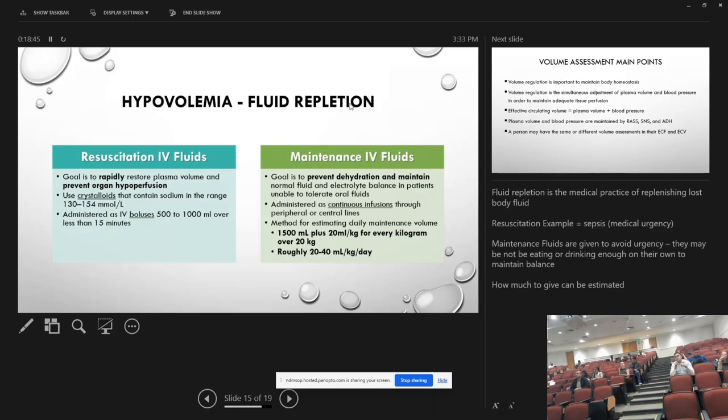I usually use 20 to 40 mils per kilo per day, but another equation would be 1.5 liters plus 20 mils per kilo for every kilogram over 20 kilograms. So you can use either one. They're going to give you roughly the same amount of fluid. They're off by a factor, but I just find it easier to remember 20 to 40 mils per kilo per day.